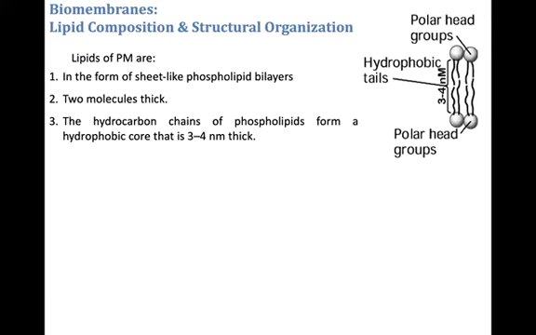Lipids of the plasma membrane are actually in the form of a sheet-like phospholipid bilayer. It's two molecules thick. You can see it's two molecules thick. This is a section of a small part of the plasma membrane, and it is two molecules thick because you have one molecule on top, one molecule on bottom, and they are oriented opposite to each other. The hydrophobic core is formed by the hydrocarbon chains, as you can see, while the polar heads are oriented to the outside.